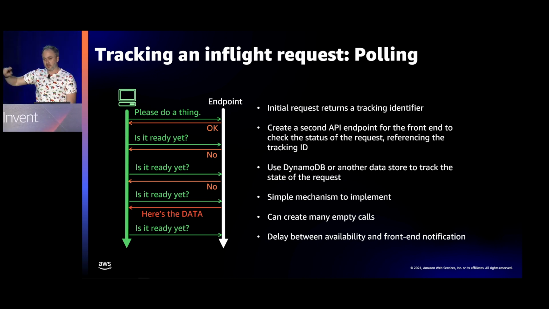Your initial request that triggers your Lambda function will return back an identification. So Amazon API Gateway returns back a GUID, which you can save against that request and use for subsequent requests to see how that's progressing in the system. Then you can create a second API endpoint, and you can use that in your front end to poll the status of that request at regular intervals, right? So you can poll DynamoDB to check the update on your request.